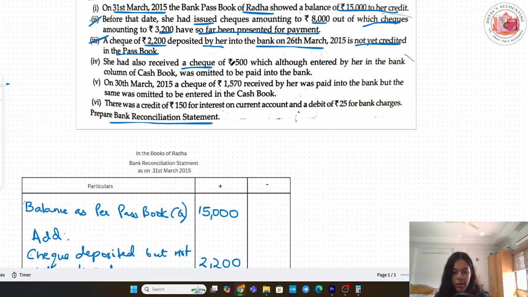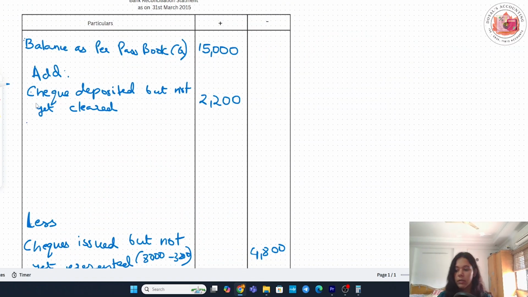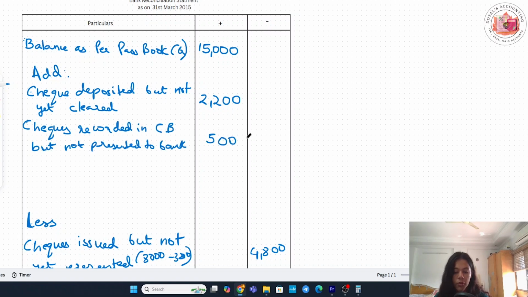Let's see the next case. She had also received a check of 500, which, although entered by her in the bank column of the cash book, was omitted to be paid in the bank. She recorded 500 rupees in her bank account. She got a check and she recorded that she has received it, but that check has not yet been presented to the bank, so it's not yet credited in the passbook. So our cash book balance is more than our passbook balance. We'll have to add. Checks recorded in the cash book but not presented to bank, rupees 500.